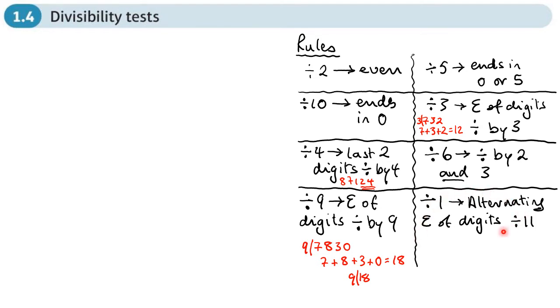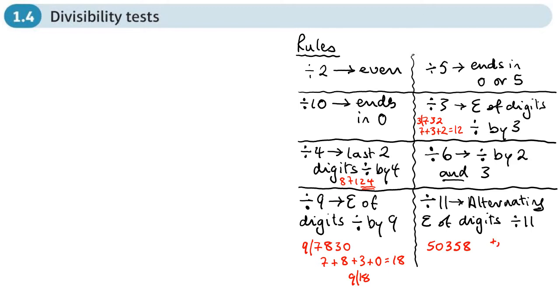Then the last one down here, to show that a number can be divided by 11, not 1, the alternating sum of the digits can be divided by 11. Now what does that mean? So let's do an example. Right, so let's say we have this number 50,358. We want to test to see if it can be divided by 11. Well, we do the alternating sum of the digits. Now what does that mean?